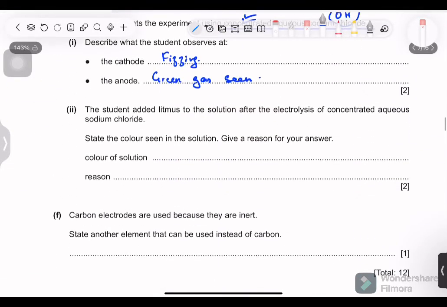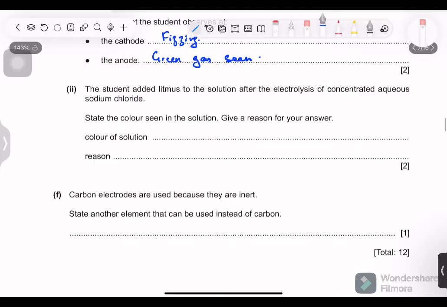So sodium hydroxide is a base, so the color of the solution will be blue. Litmus will be turning blue. Litmus turns blue because of the formation of a base, which is NaOH. So NaOH is the reason.